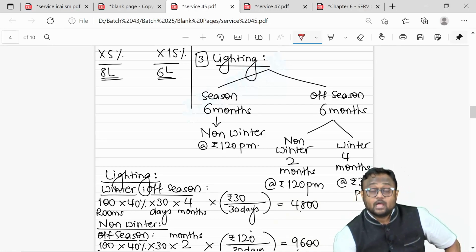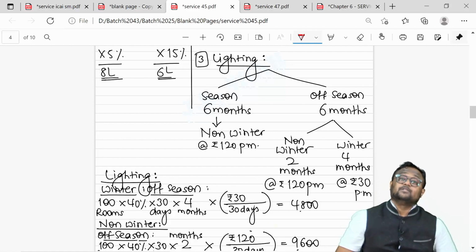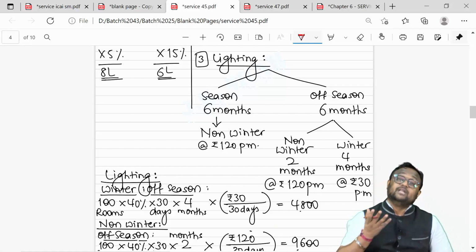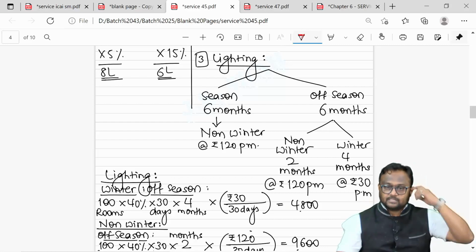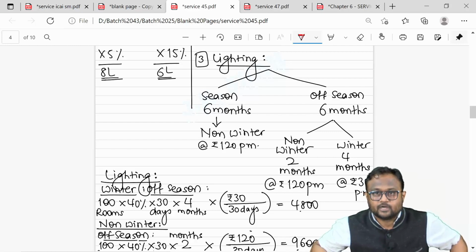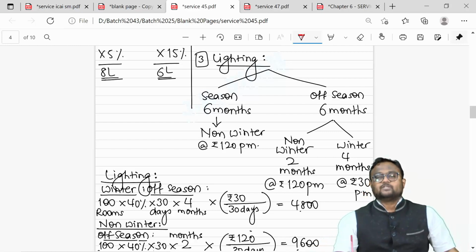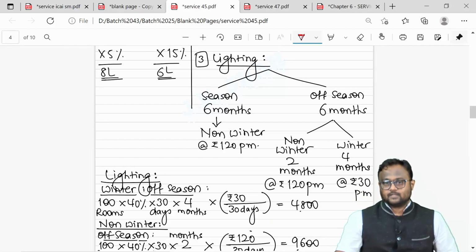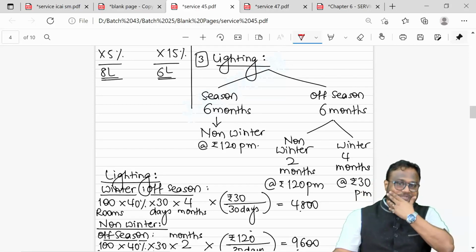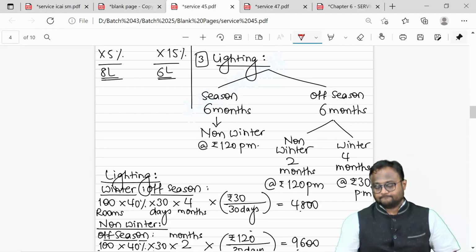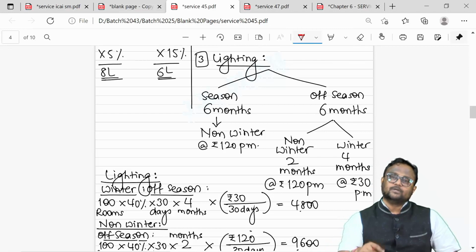The charge was given on per month basis. And we were calculating room days, and applying room days as a base. Since day was the base, we couldn't take 30 and 120 later on. We had to change it on per day basis. So out of 6 off-season months, 4 months were winter. That means balance 2 months were non-winter.